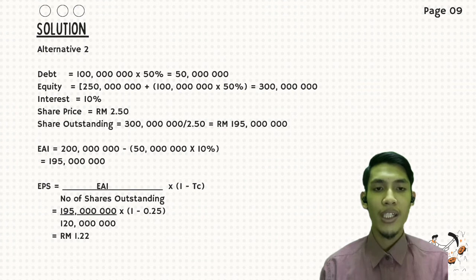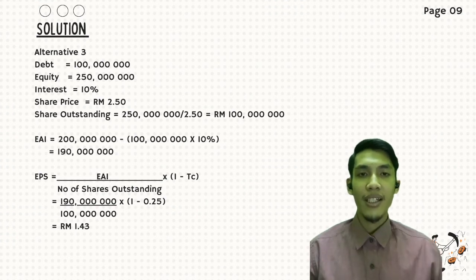In order to get the EPS, the EAI 195 million, divided by 120 million, the number of shares outstanding, and times 1 minus 0.25, the corporate tax rate. So for the EPS, we will get 1 ringgit and 22 cents.